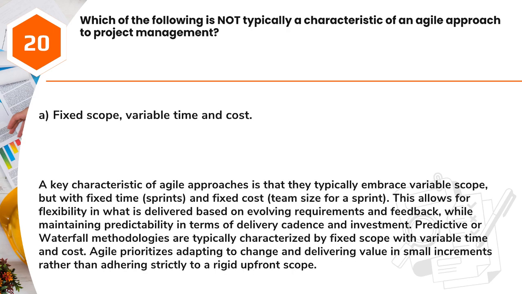Answer: A. Fixed scope, variable time and cost. A key characteristic of agile approaches is that they typically embrace variable scope, but with fixed time (sprints) and fixed cost (team size for a sprint). This allows for flexibility in what is delivered based on evolving requirements and feedback, while maintaining predictability in terms of delivery cadence and investment. Predictive or waterfall methodologies are typically characterized by fixed scope with variable time and cost. Agile prioritizes adapting to change and delivering value in small increments rather than adhering strictly to a rigid upfront scope.